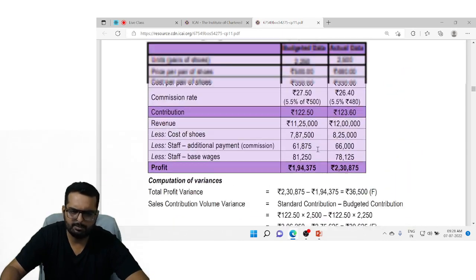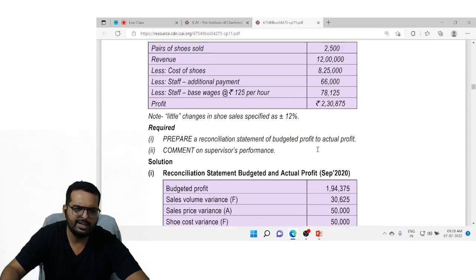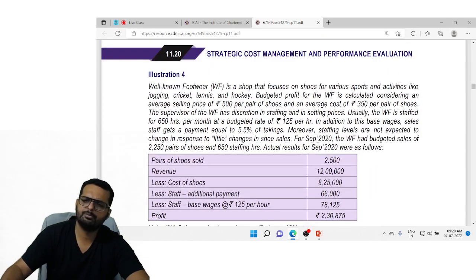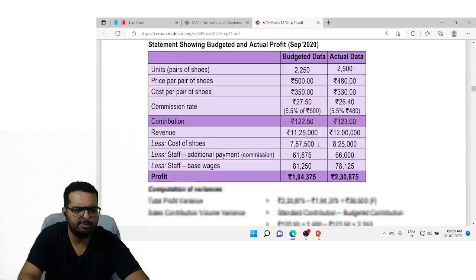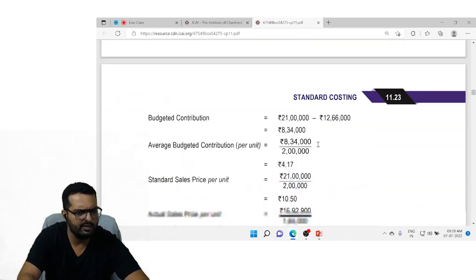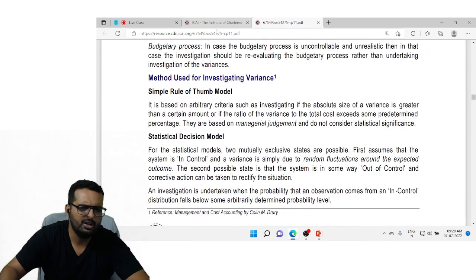Shall we pack up our session with this now? Time is 9:30. So friends, I think we are done with the entire standard costing, right? Anything left to be done in standard costing now? 5 and 6, please do it as homework. If you don't follow, I will do it. But it is very, very simple, very similar to whatever we have done so far.